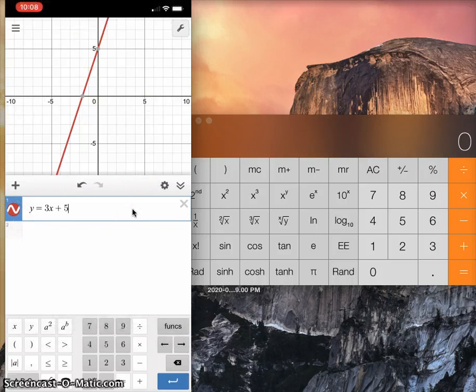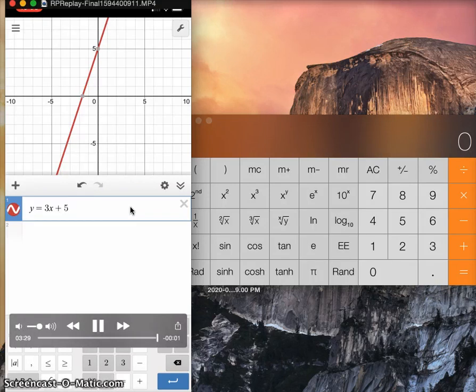And like I said many times, it is free. So don't waste your money on those big, expensive calculators if it's possible. So I highly recommend this. This is Desmos. And it is also a website if you want to jump onto the website and use it via the website instead of the app.